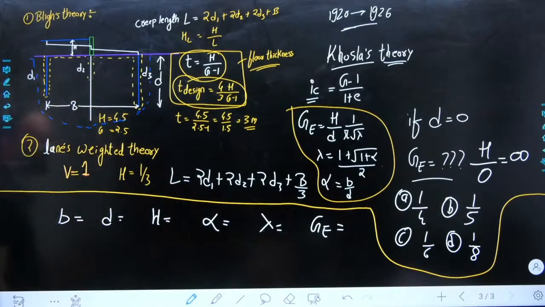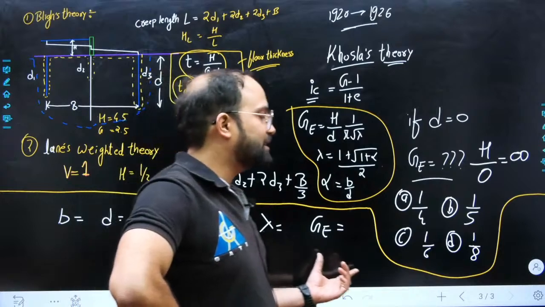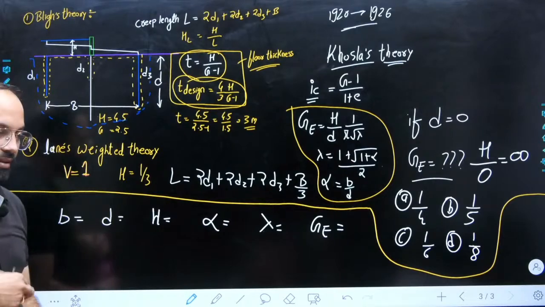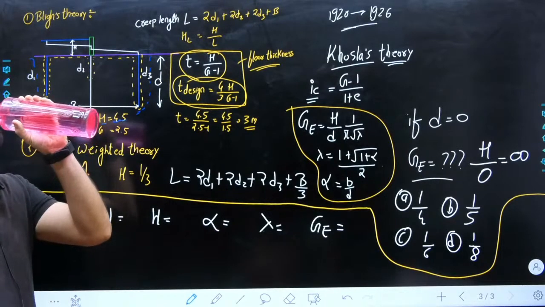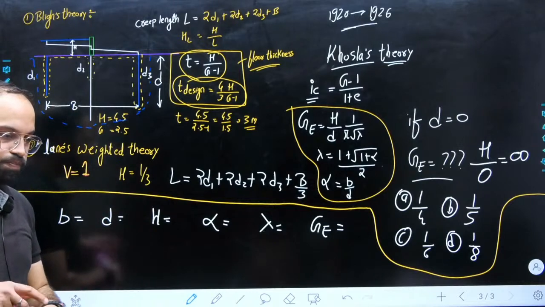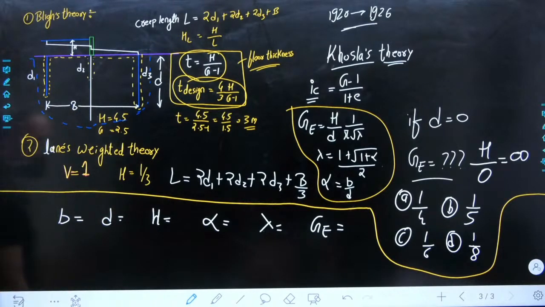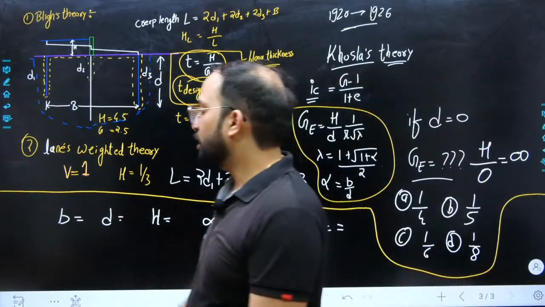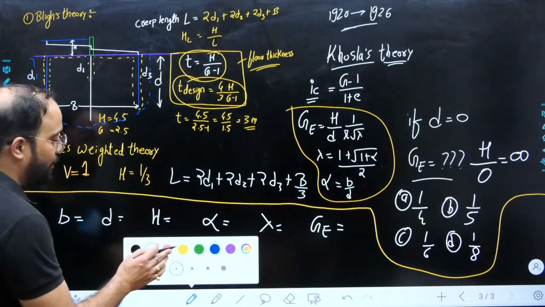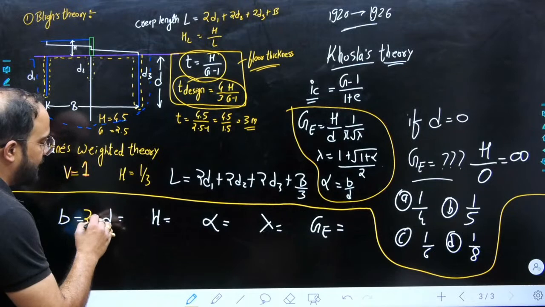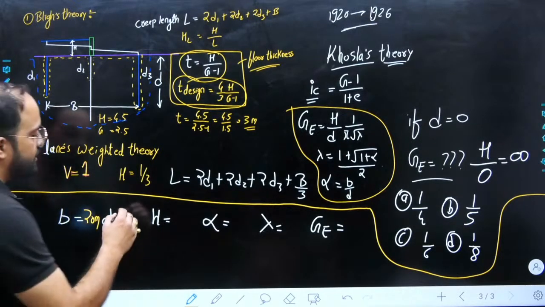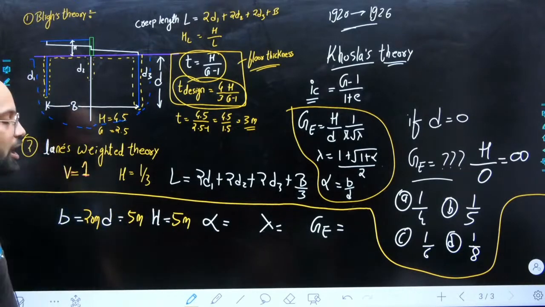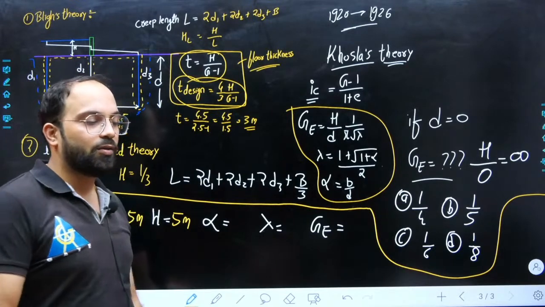Tell me guys, what is the value of this exit gradient? Now tell me, what is the length? What will be the value of B? This is 20 meter. What is the value of D? This is 5 meter. What is the value of H? This is 5 meter. Now tell me, what is the value of alpha?